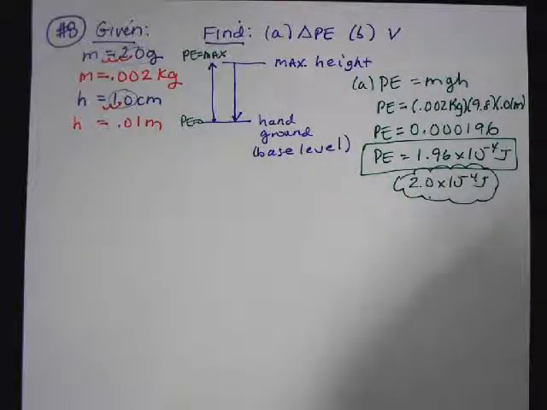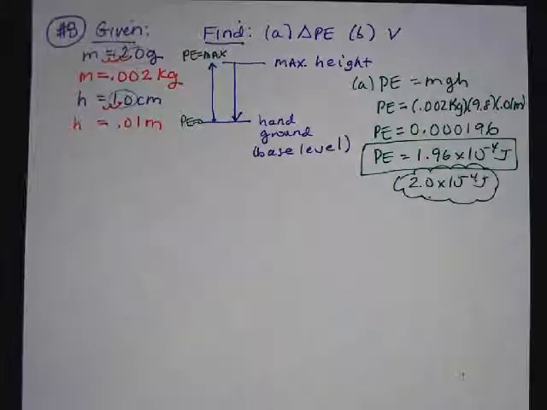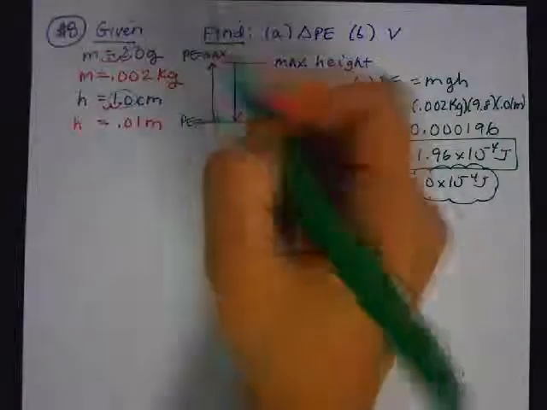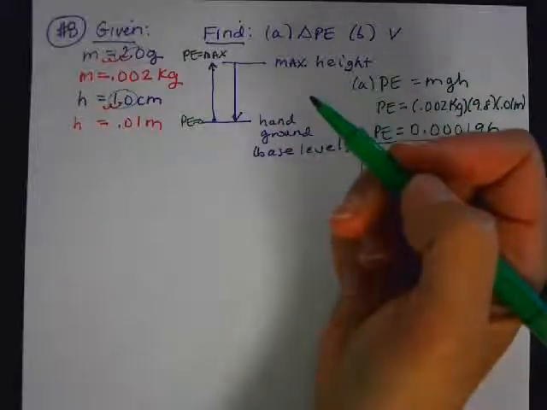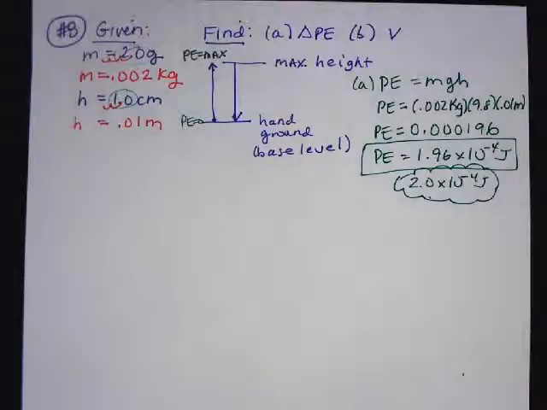All right, part B says, what is the speed as the bean lands back in the palm of your hand? Now, when it goes up and it goes down, it's the same. And we could just work it out.